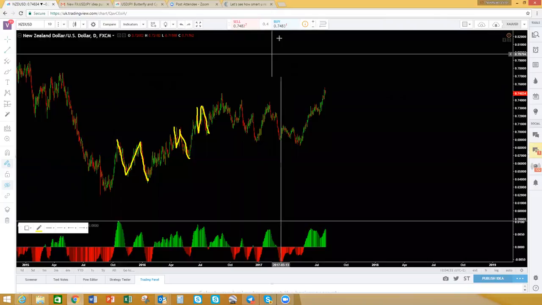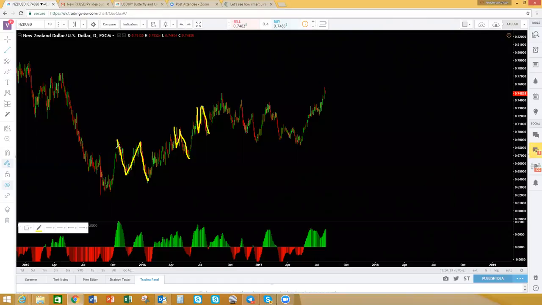So we always get this: an impulse and then a correction. This is an ending diagonal and then a correction, and another ending diagonal and then a correction. Look again at what happens here. The same thing happens again. You see? Notice something here. I'll draw bigger with a different color. Notice what happens with this swing.